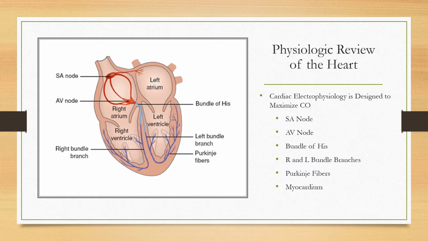Okay, so let's see where the electricity goes. First it starts at the SA node, and the electricity goes over both atria through nerve fibers, and that's going to result in contraction of the atria. Okay, where does the electricity go next? So SA node, then over a whole bunch of nerve fibers in both atria, and it's going to go to the AV node, the atrioventricular node.